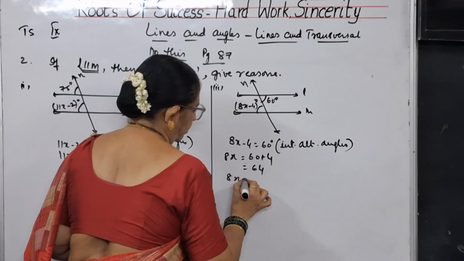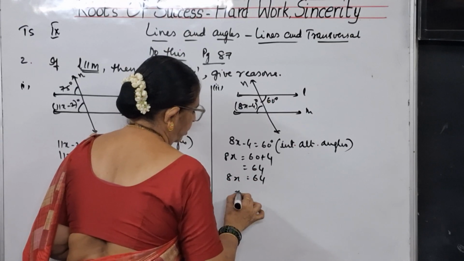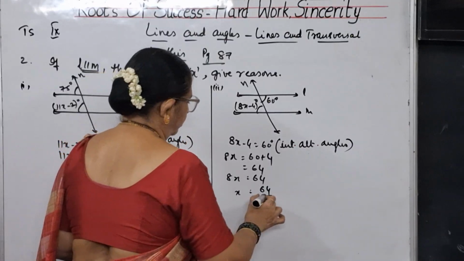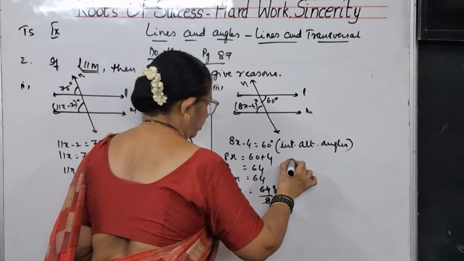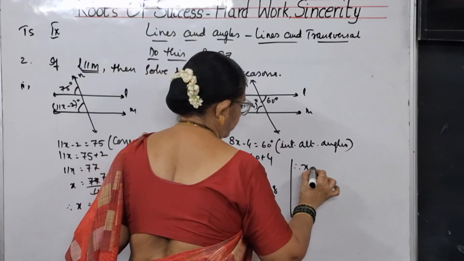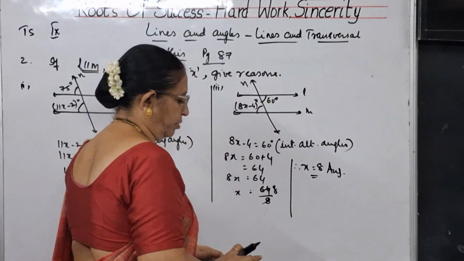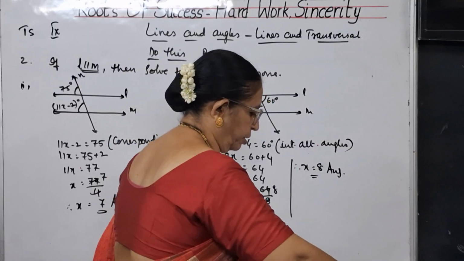So when 8x is equal to 64, what is x? 64 by 8. 8 eights are 64. So x is equal to 8 is the answer for this bit, children. Please copy it.